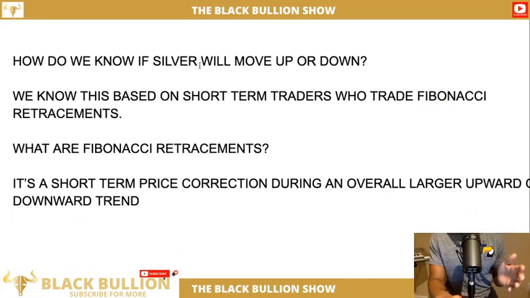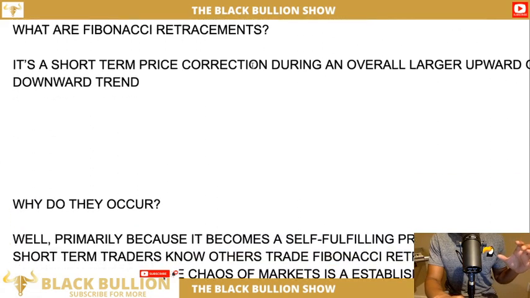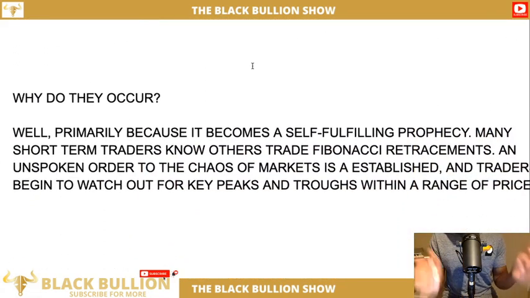Now, how do we know if silver will move up or down? We know this based on short-term traders who trade Fibonacci retracements. So what are Fibonacci retracements? It's a short-term price correction during an overall larger upward or downward trend. Now, in this example, we're looking at an upward trend. Why do they occur? Well, primarily because it becomes a self-fulfilling prophecy. Many short-term traders know others trade Fibonacci retracements. An unspoken order to the chaos of markets is then established, and traders begin to watch out for key peaks and troughs within a range of prices.